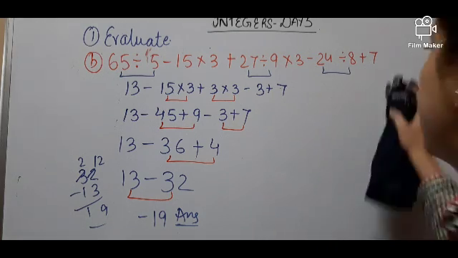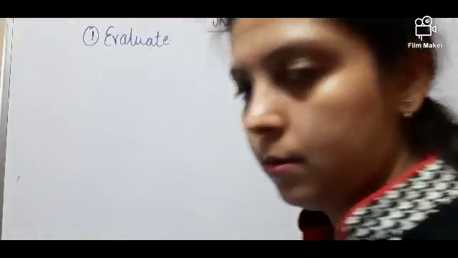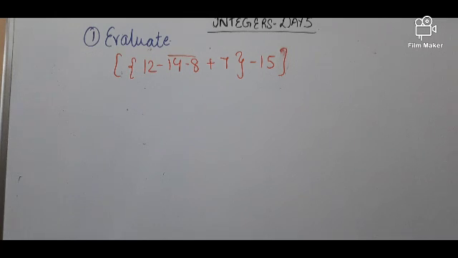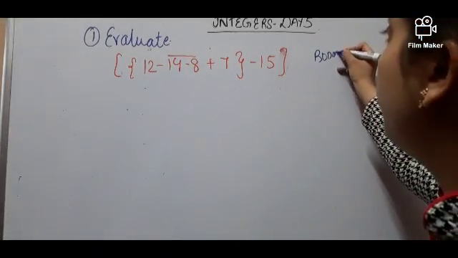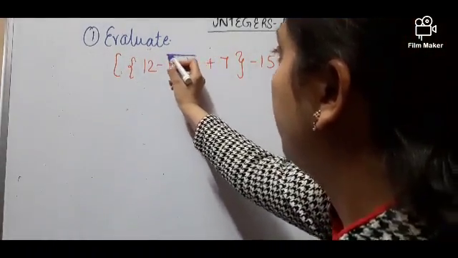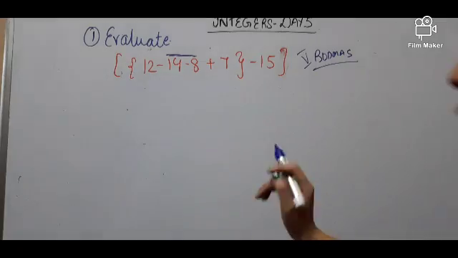Next question. The next question is written on the board. It has a vinculum. So in BODMAS, before the brackets, we will solve the vinculum. A vinculum is a bar; this bar is called a vinculum. So we will solve it first. Yes, so solve this vinculum first.